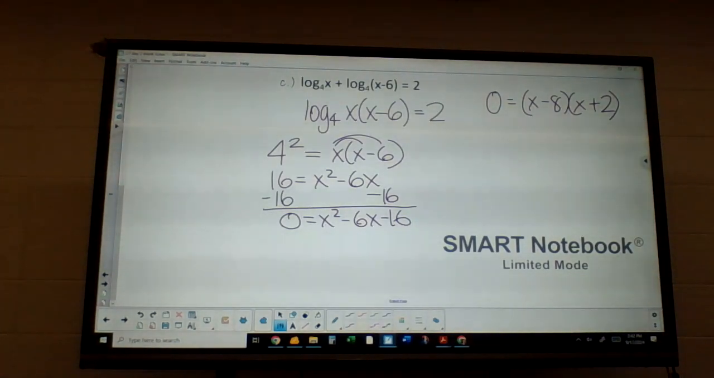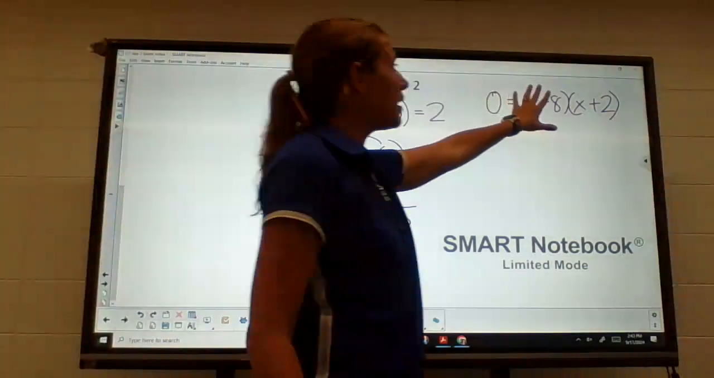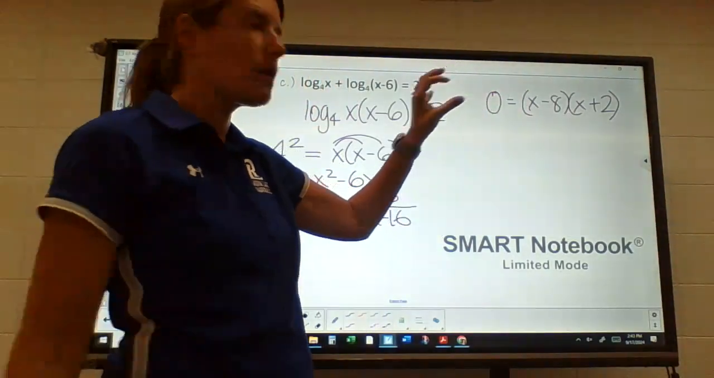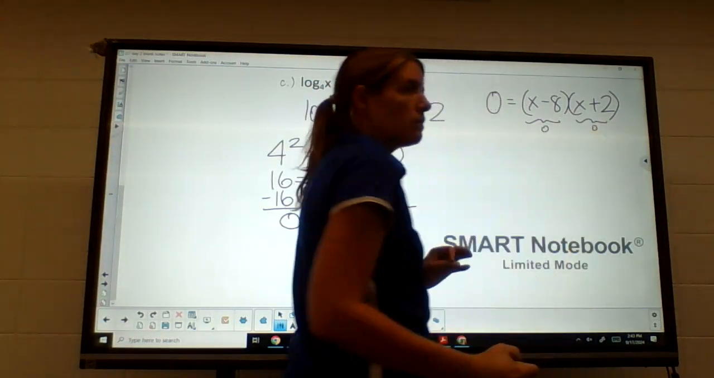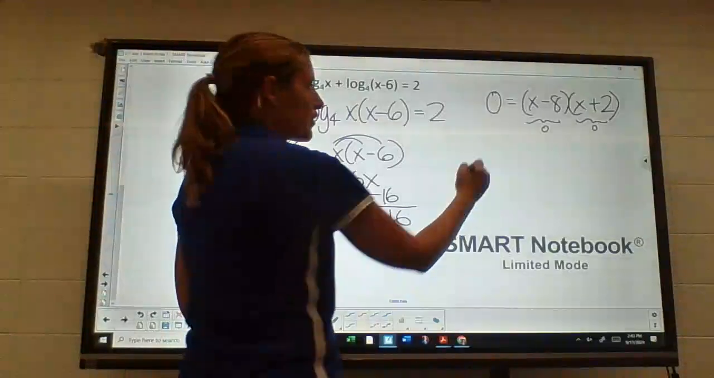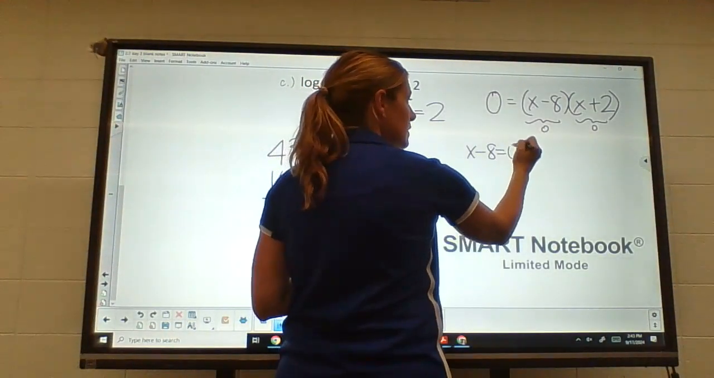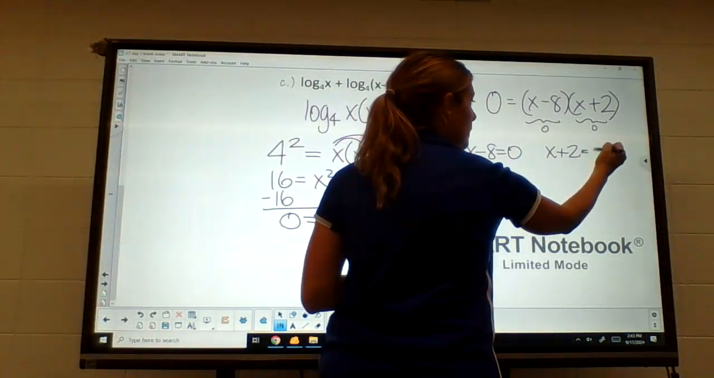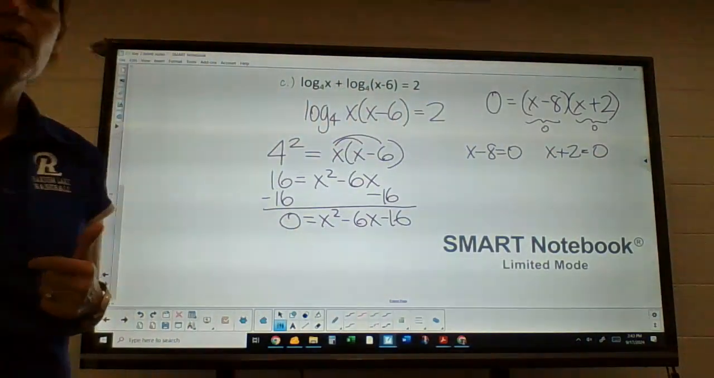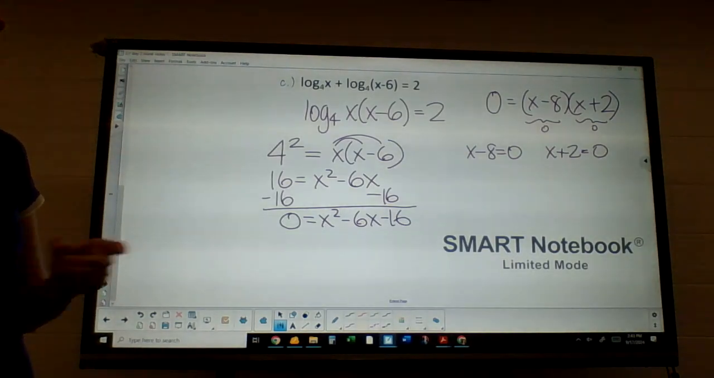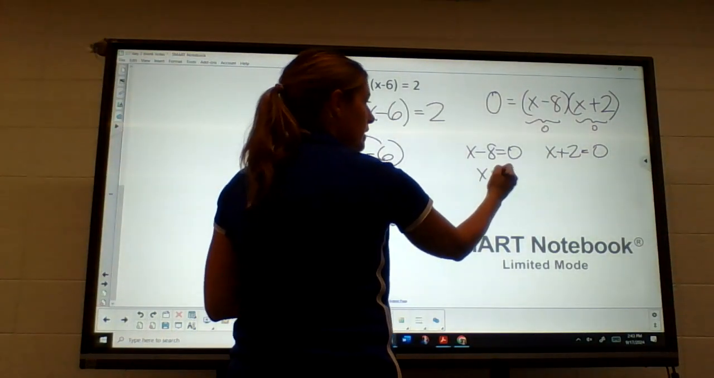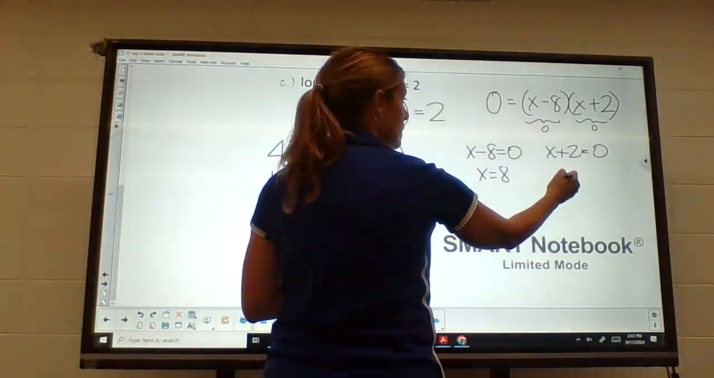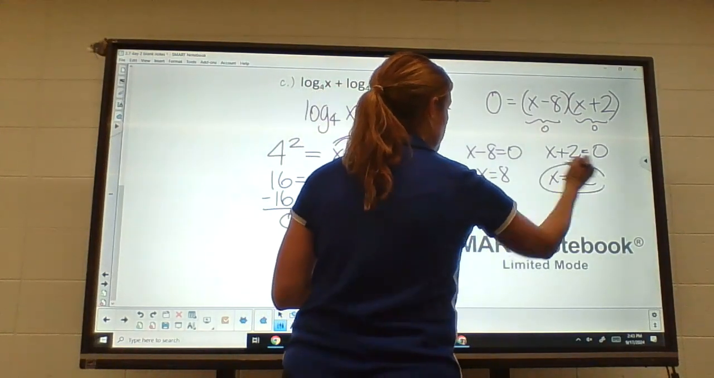Remember? The zero product property says if I multiply two things together and it equals 0, either this one or this one has to equal 0. So we just set up two very simple equations that say each of these could equal 0. We can solve those, right? What is x here? 8. What's x here? -2. Okay.